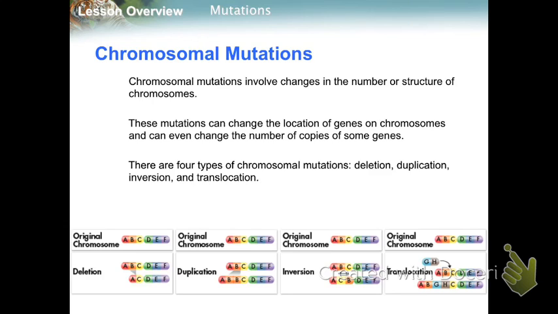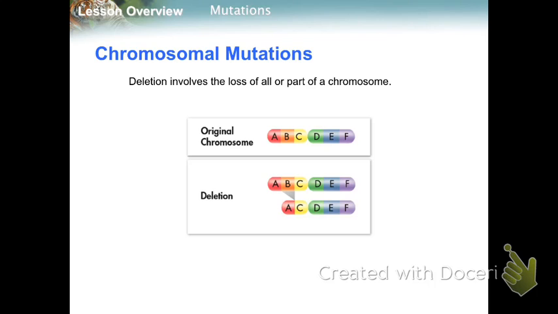Chromosomal mutations are just like they sound. They involve changes in number or structure of chromosomes. They can change the locations of genes, change the number of copies of some genes. There are 4 types of chromosomal mutations. And again, lucky for us, they sound exactly like what they are: deletion, duplication, inversion, and translocation. Deletion involves the loss of all or part of a chromosome. So in this case, section B has been eliminated from the arm of that chromosome.